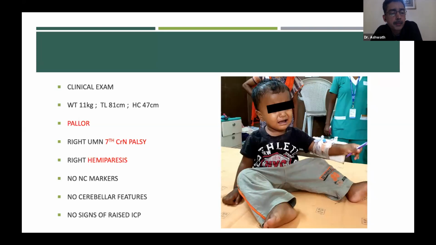Apart from features of pallor and right upper motor neuron type of cranial nerve palsy and a hemiparesis, you can see the weakness on the right side in this picture. This was the only finding that we could see. There were no neurocutaneous markers, no cerebral signs or signs of raised intracranial pressure.